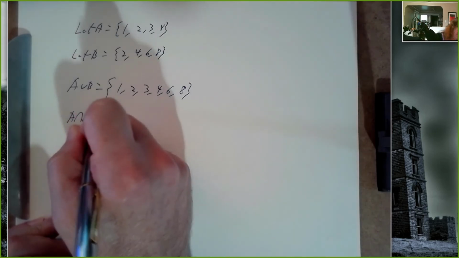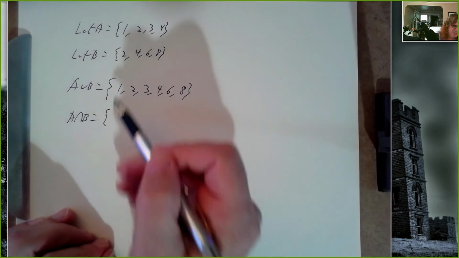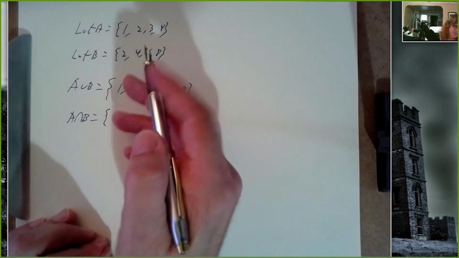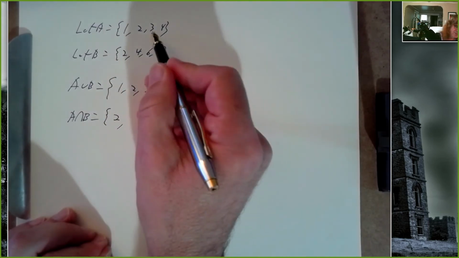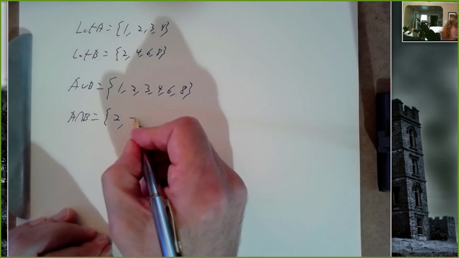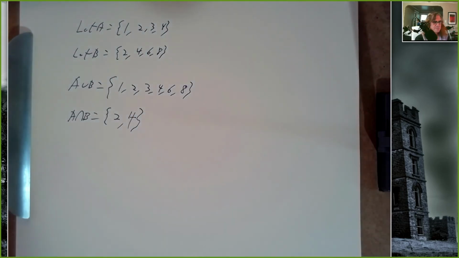The intersection is a set of all things that are in A and also in B. Well, so the intersection has to be things in A. Could it be 1? No, because that's not in B. But it could be 2 because that's in B. 3 is not in B. Could it be 4? Yes, 4 is also in B. And those are the only things in the intersection.